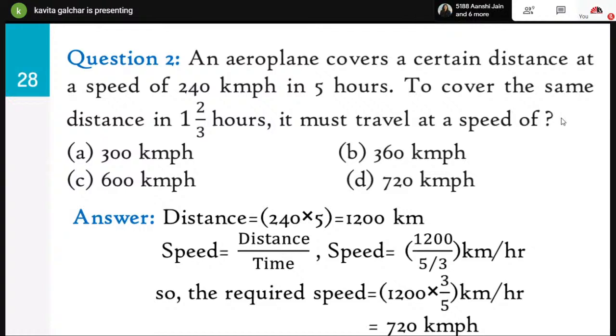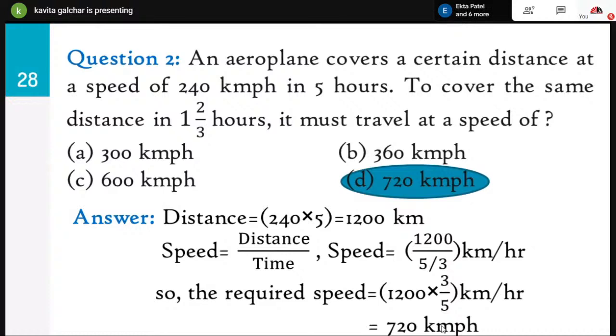The same distance is traveled. The same distance I am considering in the second line, where my time is 1 2 by 3 hours, and I need to calculate the speed. As from the first line I am getting the distance, that is 1200 kilometers, by applying the formula of speed, that is distance upon time. The distance is 1200 and the time, by converting this mixed fraction into fractional form, I am getting 5 by 3 hours. So the required speed will be 1200 into 3 by 5 kilometer per hour. By solving this, I am getting 720 kilometer per hour. So the answer is 720 kilometer per hour.